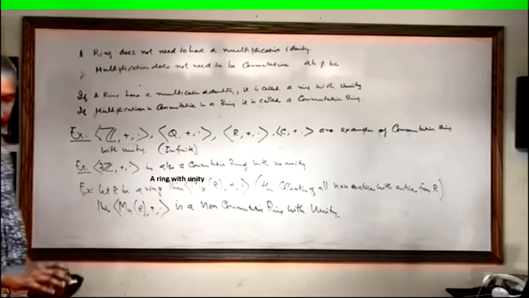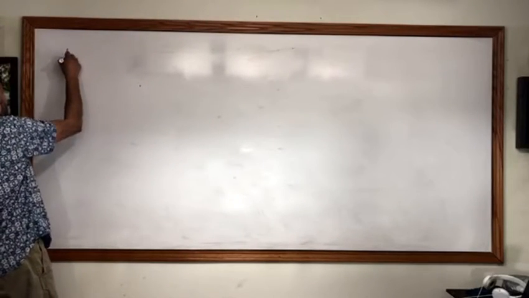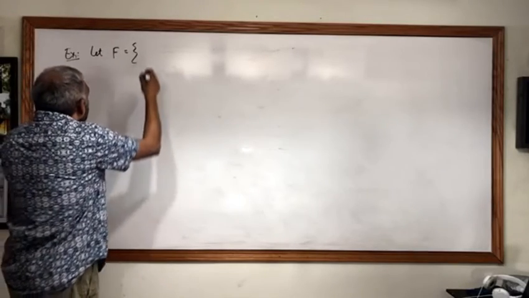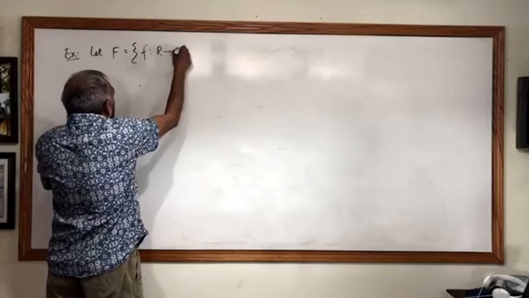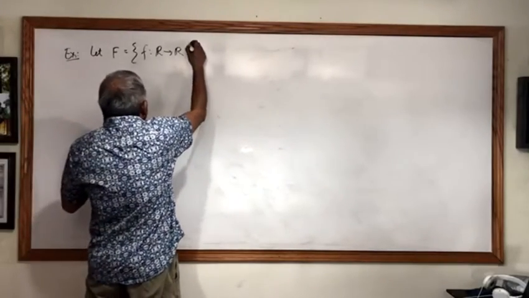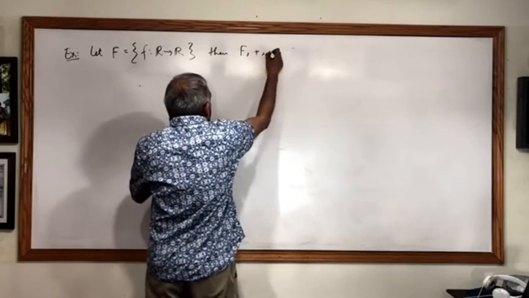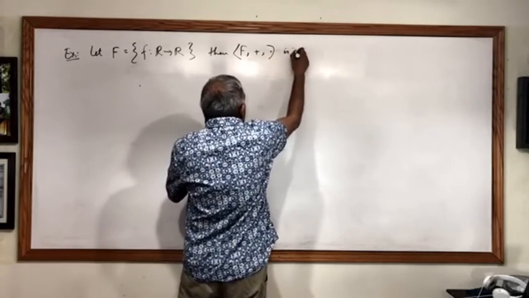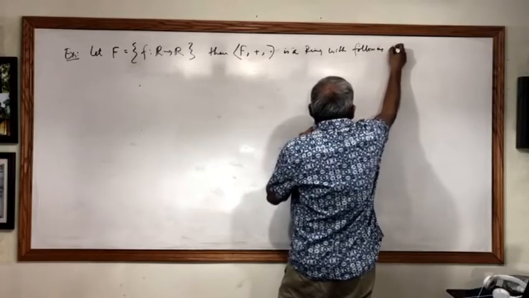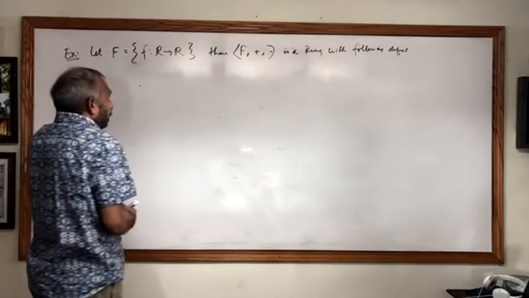Okay, we'll do some more examples. Let us take another example. Let F be the set of all functions from R to R. This is a real valued function. Then F with addition and multiplication is a ring with the following definitions. Meaning you need to define what is addition and what is multiplication.